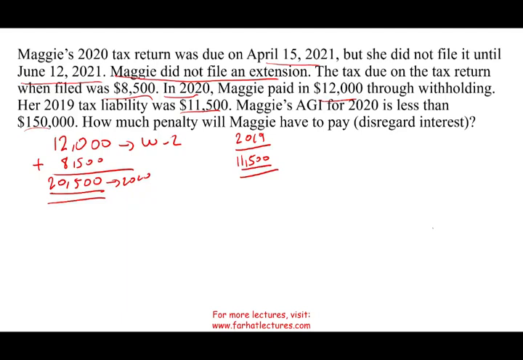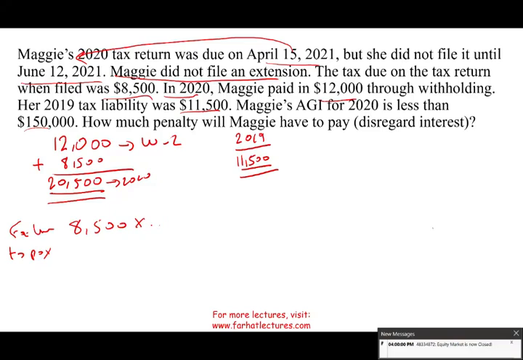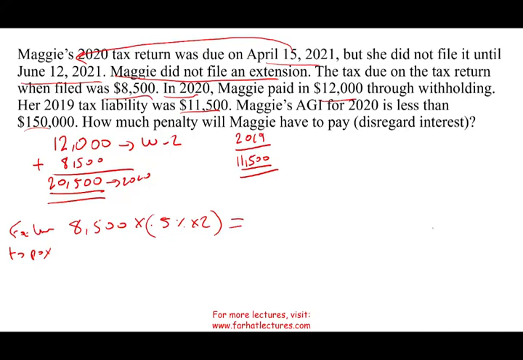How much penalty will Maggie have to pay, disregarding interest? Now we have to determine what penalty Maggie has to pay. Well, for one thing, she was late for 2 months, from April 15th till June 15th. Failure to pay: she did not pay her taxes. How much did she owe? She owed $8,500. So let's start with failure to pay for those 2 months. We're going to multiply this by 0.5%, then multiply this by 2. That's going to be her failure to pay.